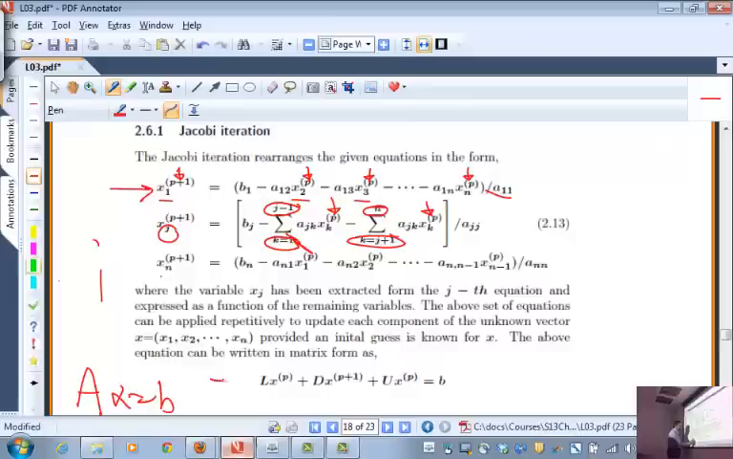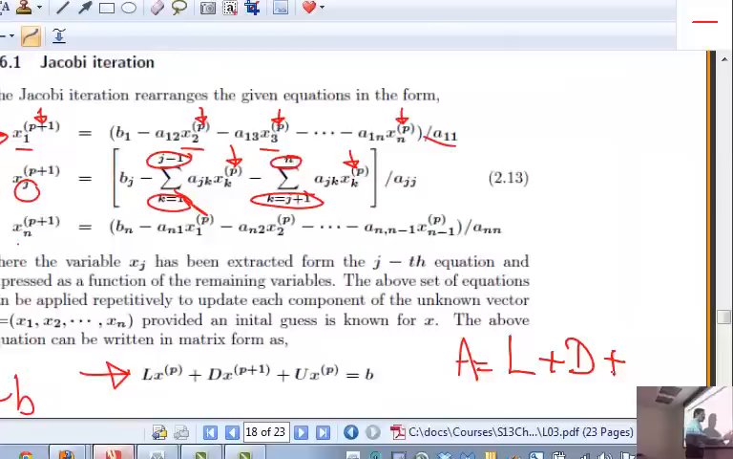The operations involved in that splitting: you can take A and write it as equal to L plus D plus U. This has nothing to do with LU factorization. What would L contain? The lower parts of matrix A. The D will contain the diagonal part of the matrix A, and U will contain the upper part of the matrix A. It's not an LU factorization, just a sum of these three.